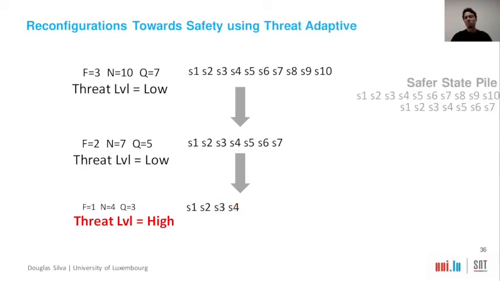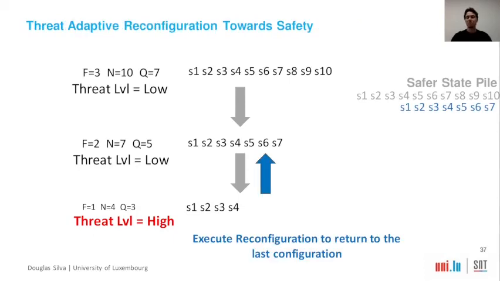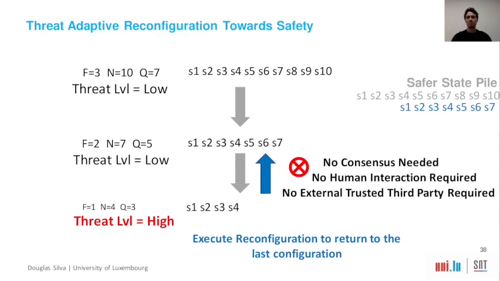The configuration towards safety using the threat adaptive protocol is quite simple. If the threat detector outputs high chances of a threat occurring, we will just walk up our safer state pile, picking the safer state that we already chose when we were optimizing the system. So we will just execute a reconfiguration to return to the last safer state. And here we don't need consensus because we decided already a priori. There's no human interaction required, no external trusted third party to decide for us, nothing.